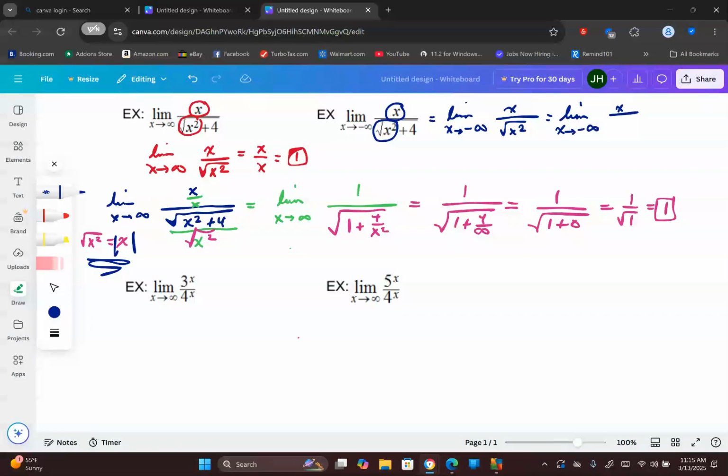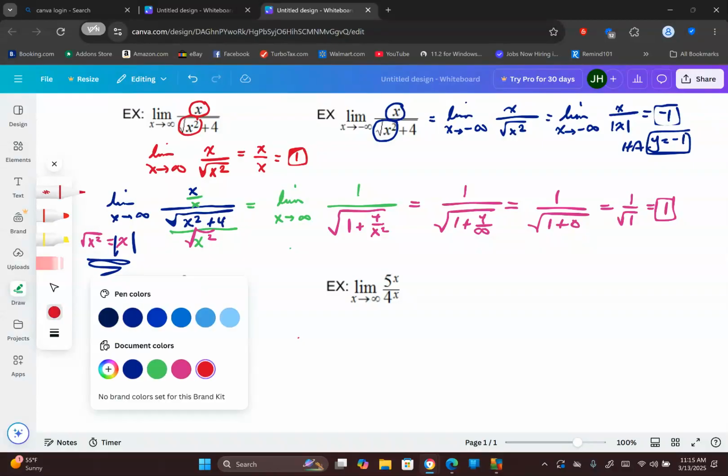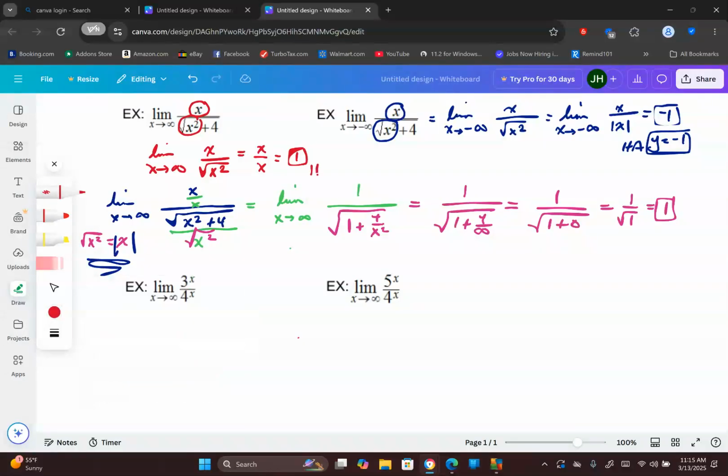This would be x over the absolute value of x. Now, as x goes to negative infinity, the top would be negative, the bottom would be positive, and they'd be the same number. So this would come out to be negative 1. So what's crazy is this function has two horizontal asymptotes. Y equals negative 1 is the horizontal asymptote on the left, and on the right-hand side, going to infinity, the horizontal asymptote is actually y equals 1. And if you looked at this graph, that's exactly what you would see.